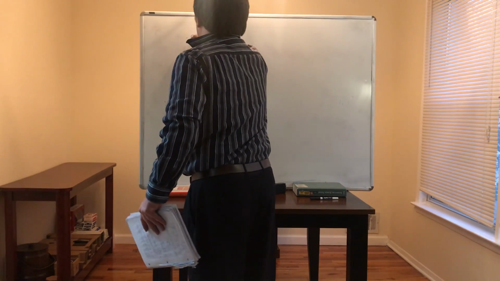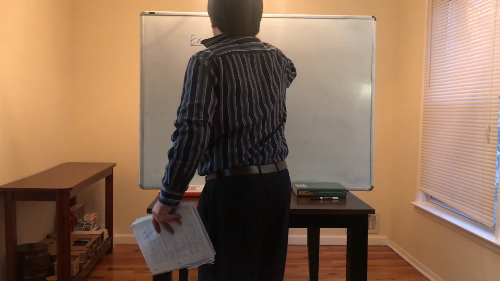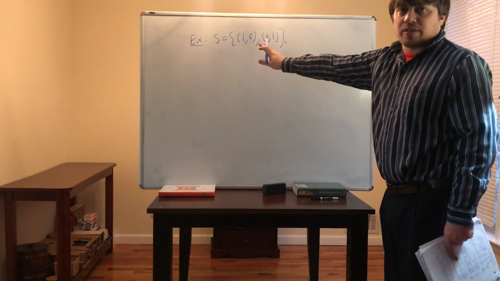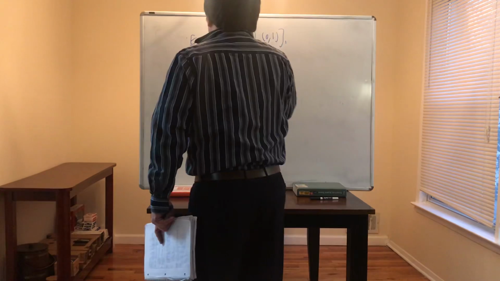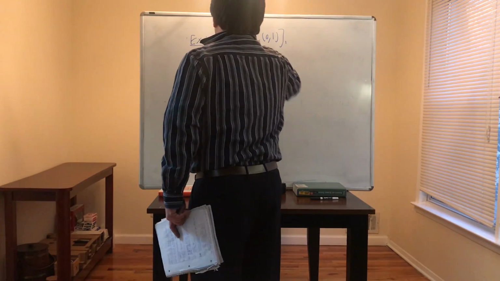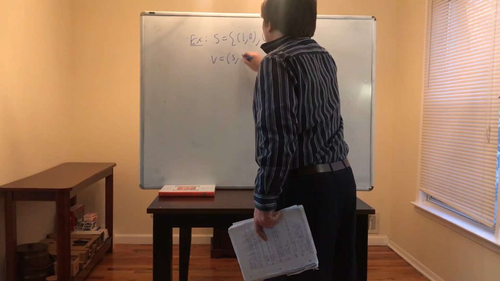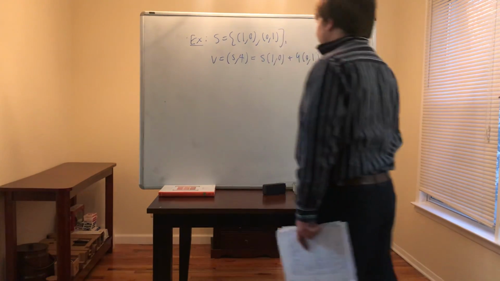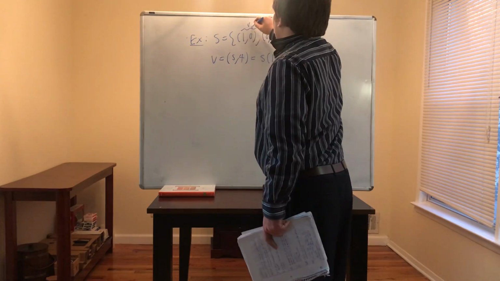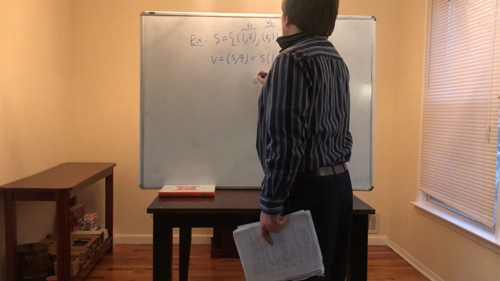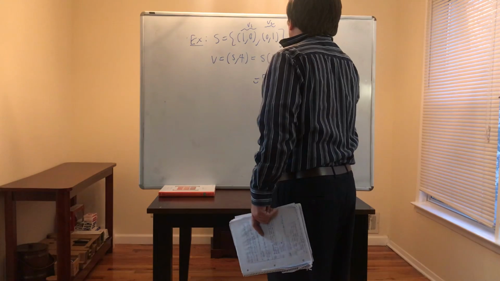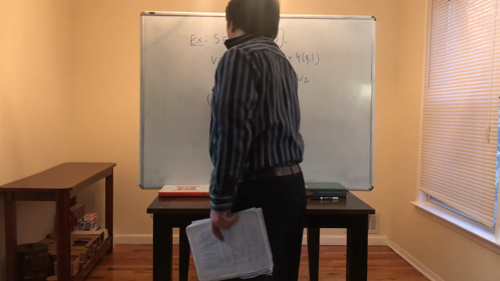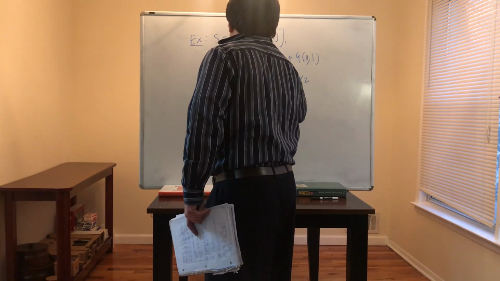Just as my own example, let's say you took as a basis the set (1, 0), (0, 1). This is the standard basis for R2. Then if you took the vector v, which is (5, 4), this would equal 5 times the vector (1, 0) plus 4 times the vector (0, 1). If I call this vector v1 and this vector v2, this would be 5 v1 plus 4 v2. But the coordinates of v relative to S would be (5, 4).